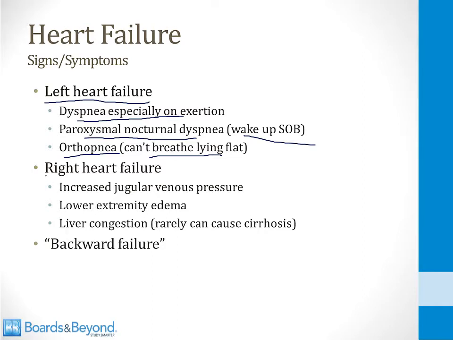When the right heart fails, meaning when there are high pressures in the right ventricle and right atrium, this leads to increased jugular venous pressure, as we discussed. That can lead to edema in the lower extremities. Basically, blood is pushed out of the capillaries of the body and gravity pulls it down to the lower extremities. It can also lead to liver congestion, and rarely this can cause cirrhosis. And these types of symptoms I've shown on the slide here are sometimes referred to as backward failure because they are all symptoms of blood backing up before the ventricle, not symptoms from inability to push blood forward.